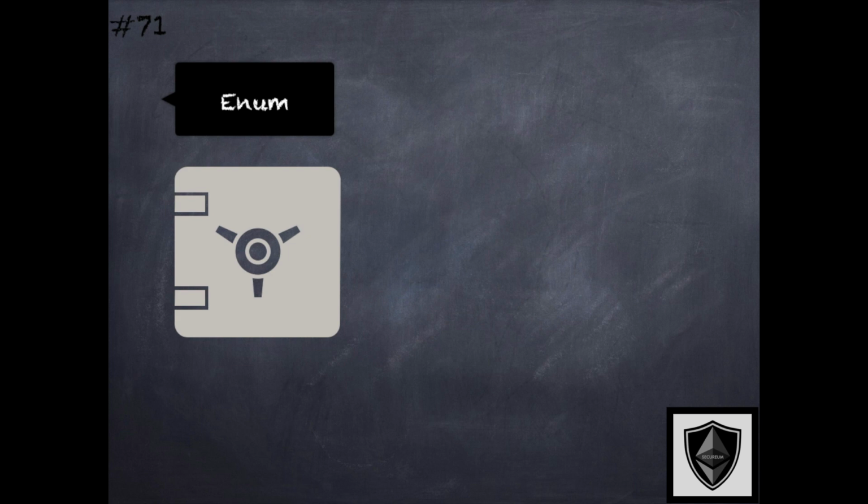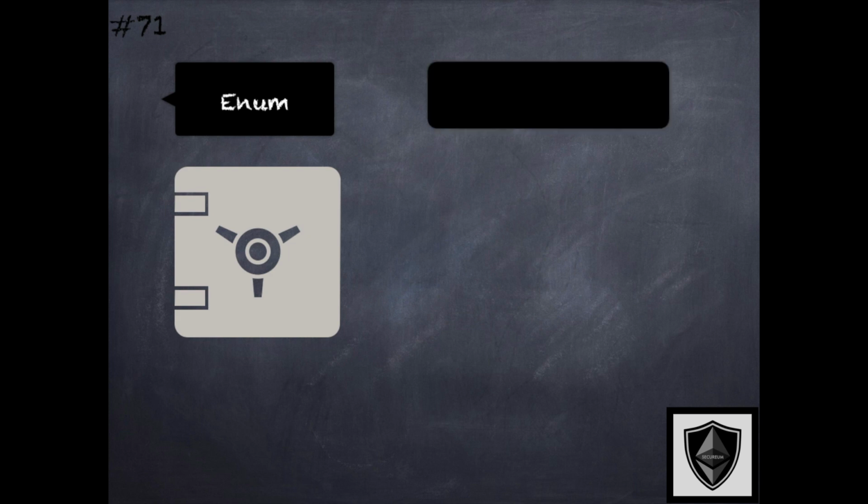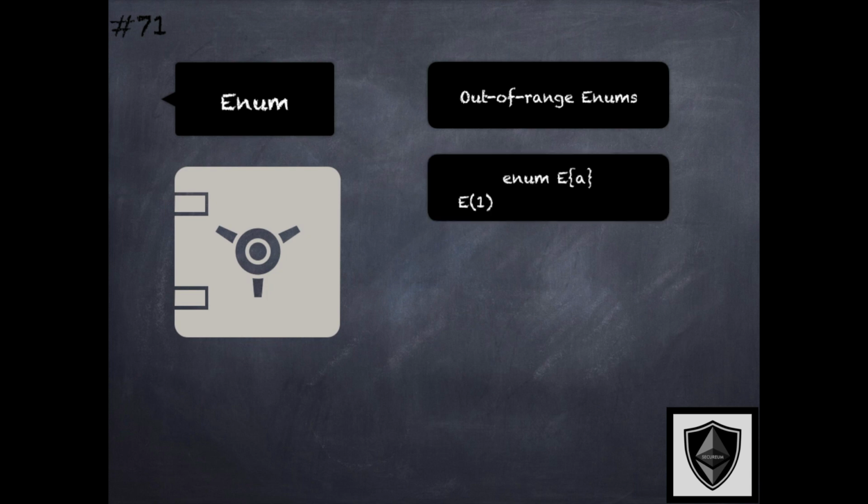Older versions of Solidity produced unexpected behavior with out-of-range enums. What this meant was that if, for example, we had an enum E with a single member A as shown here, then E of 1 is out of range. This is because, recall, indexing of enum members begins with 0. So E of 1 here is out of range because there's a single member.